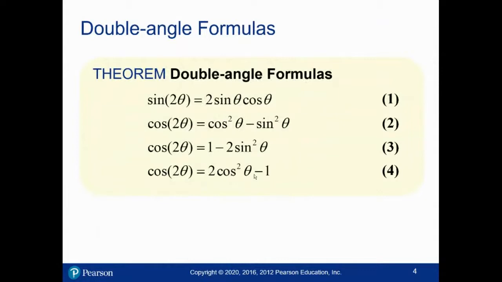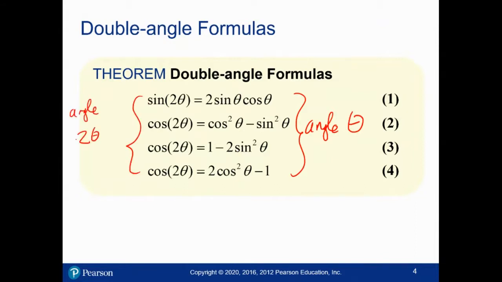So here are what are called the double angle formulas. Now they're called the double angle formulas because on the right-hand side, the angle in all of these functions is the angle theta, but on the left-hand side, the angle is twice as much. It is 2 theta. So what these identities do is they relate trig functions of one angle, theta, to trig functions of an angle twice as large, 2 theta. Okay. Now, they come from the sum formulas that we already had in the previous section.